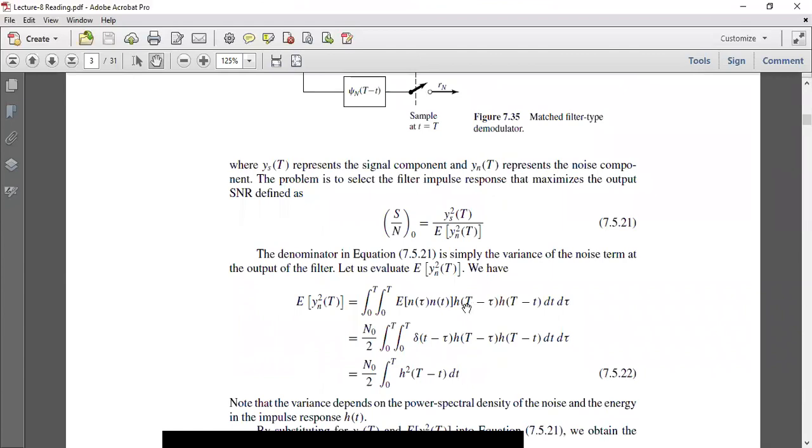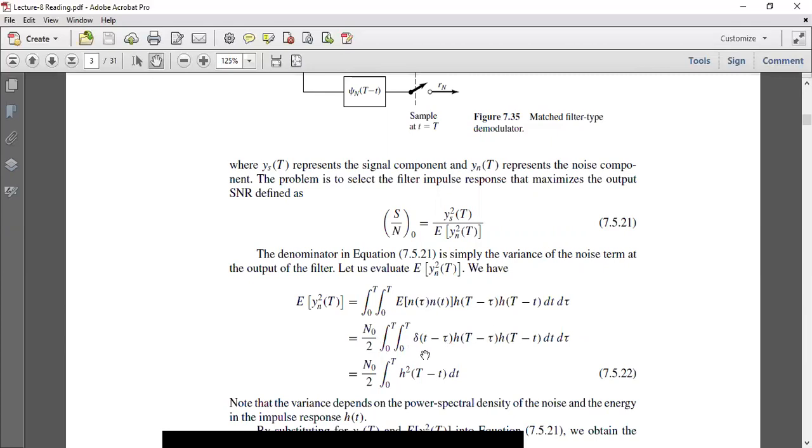and then the filter component, this h of t. So the expected value of noise will come over here, and then this h of t minus tau and h of t minus t, because this tau will be cancelled, minus tau or plus tau. So the expected value of this component is delta t minus tau and n naught by 2. So we put here delta t minus tau and n naught by 2 for this part. But this part will be left here.